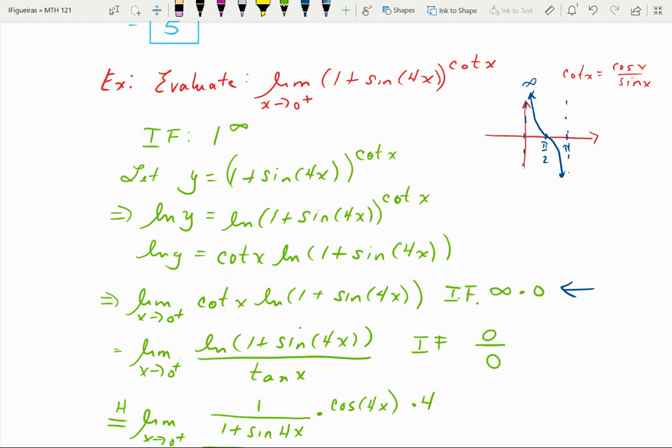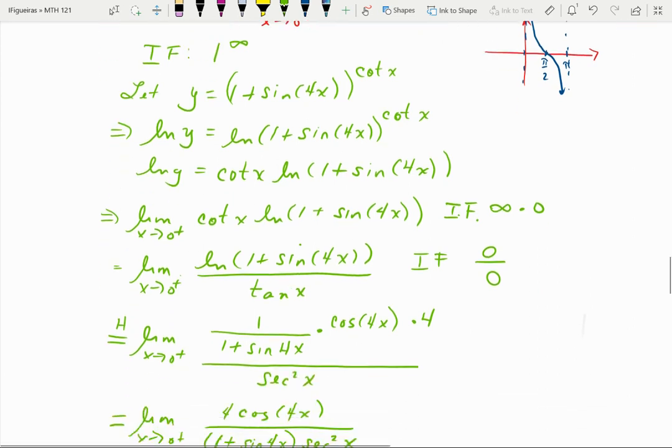Again, trigonometry gives us a lot of options because all trig functions can get rewritten in terms of another. So from this line to this right here, I rewrite cotangent of x as 1 over tan of x, with tan of x in the denominator. So now I have a quotient, the limit as x approaches 0 from the right of ln of 1 plus sine of 4x over tan of x. By direct substitution, you will find that this is an indeterminate form of 0 over 0, which means we have a quotient in indeterminate form, and we are ready to apply L'Hopital's rule.